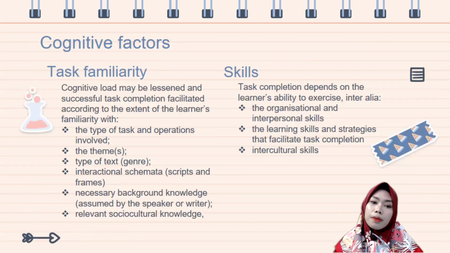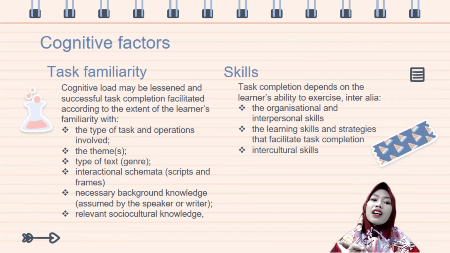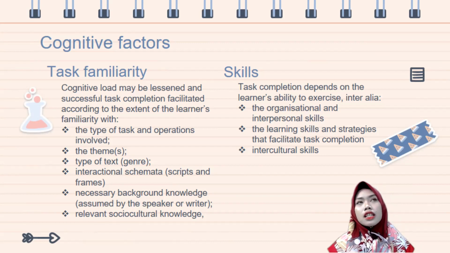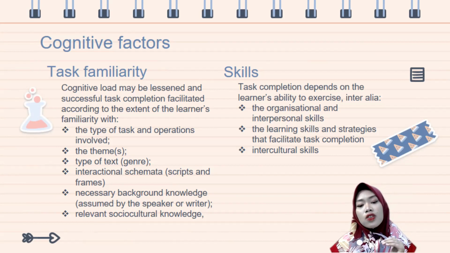We are going to talk about cognitive factors. Cognitive factors are based on task familiarity and skills. Cognitive load may be lessened and successful task completion facilitated according to the extent of the learner's familiarity with: the first, the type of task and operation involved; the second, the themes; the third, types of text or genre, interactional schemata or scripts and frames, the necessary background knowledge assumed by the speaker or writer, and the relevant sociocultural knowledge.